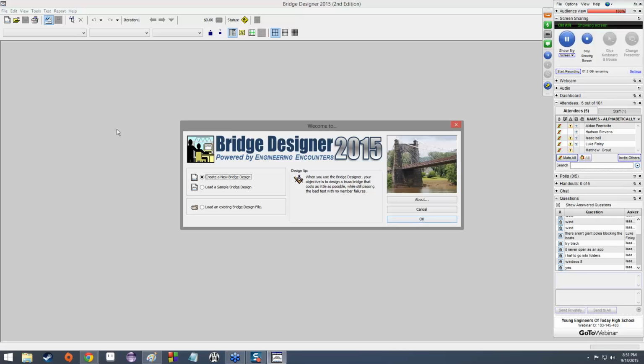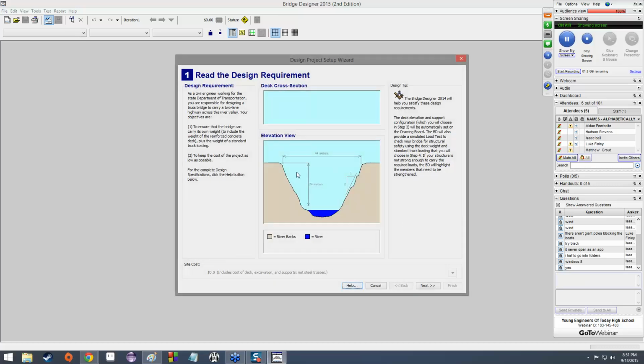You got to make sure that the bridge doesn't really fall apart every time a car drives across it, because that makes for an expensive bridge. But yeah, we're going to select create a new bridge design and hit OK. And you're going to get this, read the design requirement.